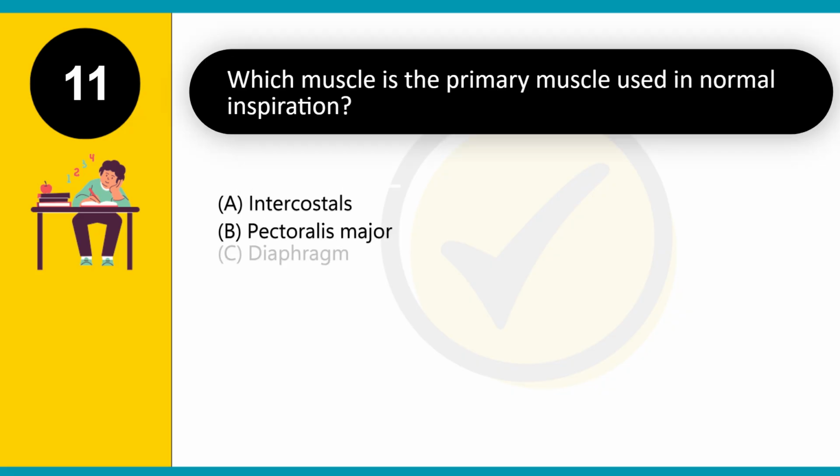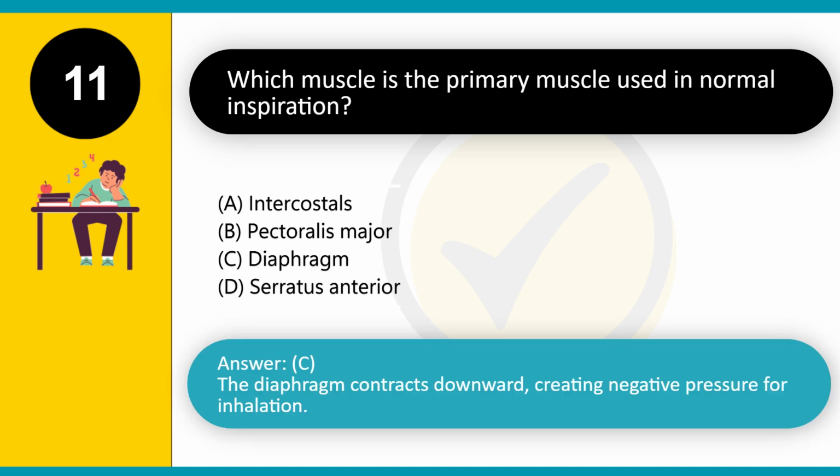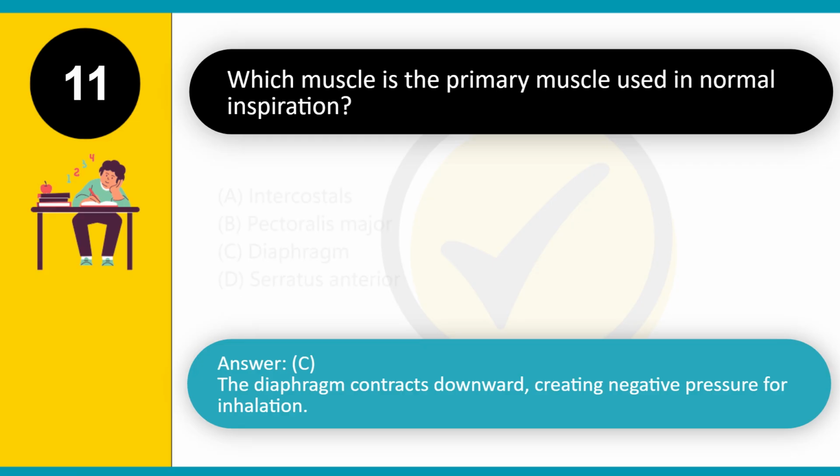Which muscle is the primary muscle used in normal inspiration? A. Intercostals. B. Pectoralis major. C. Diaphragm. D. Serratus anterior. Answer, C. The diaphragm contracts downward, creating negative pressure for inhalation.